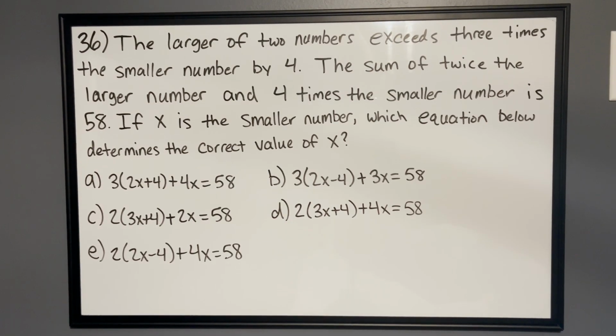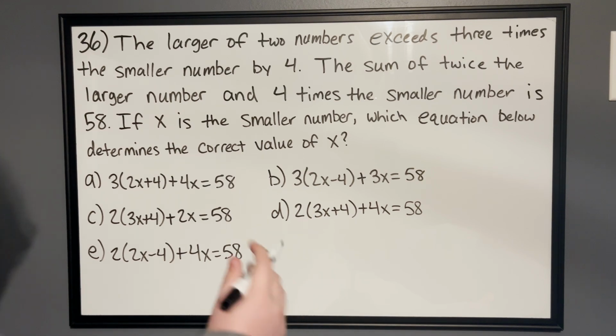All right, so here we have question 36. It says the larger of two numbers exceeds 3 times the smaller number by 4. The sum of twice the larger number and 4 times the smaller number is 58. If x is the smaller number, which equation below determines the correct value of x? So this is really complicated looking, but whenever you actually realize what it's asking you for and how we can make this in terms of just x, it's a lot easier.